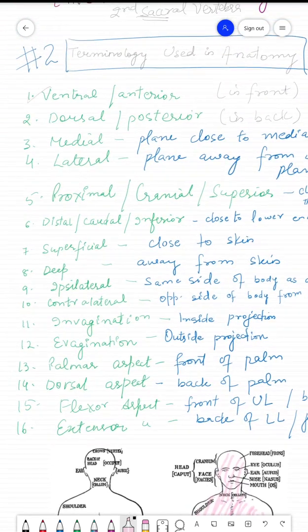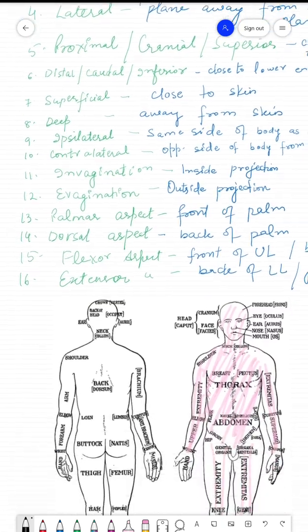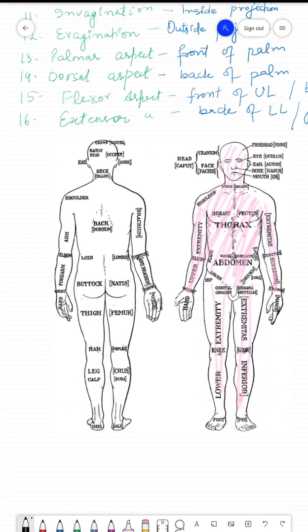Now our next terminology is the dorsal or posterior, which means the back. Now this is the back of the thorax, back of head and neck. This is the back, this is the dorsal part of the human body, of upper limb, lower limb, thorax and the head and neck.